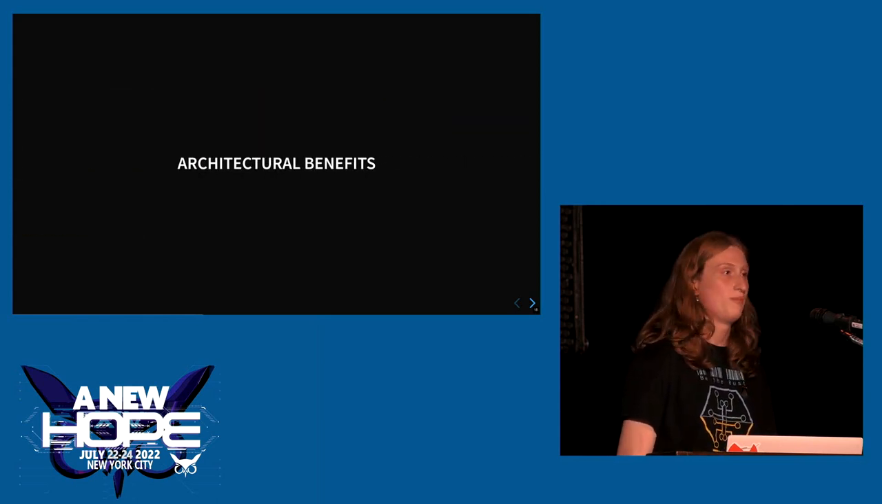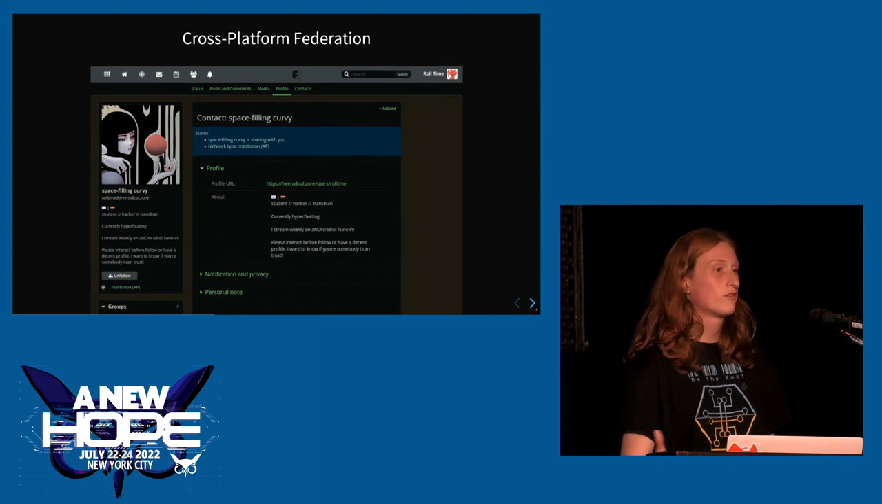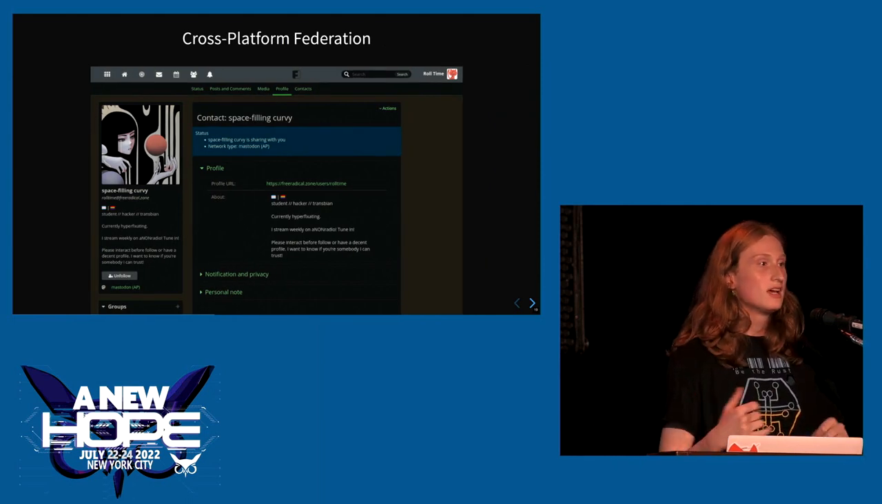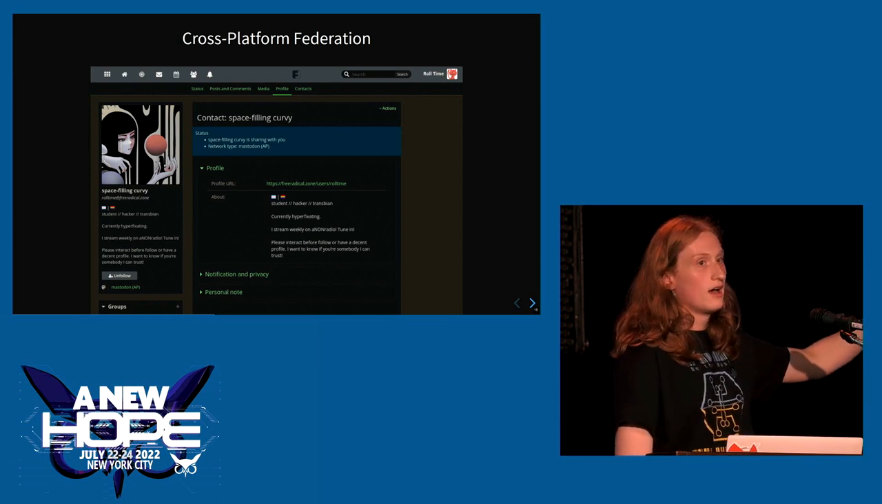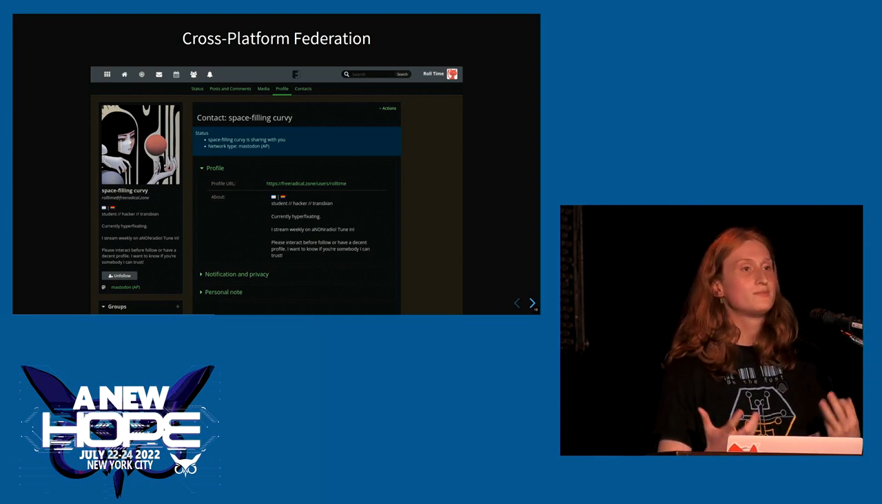First of all, architectural benefits. The big thing about a standard is it's a standard. We have cross-platform federation. Anybody who speaks the ActivityPub language can talk to anybody else who speaks the ActivityPub language. Here I am on Friendica, specifically Venera.social. Friendica is a Facebook-like platform.